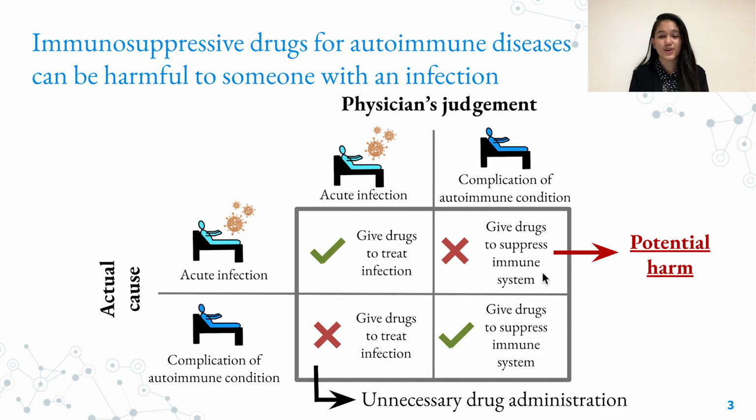Immunosuppressive drugs that are used to treat autoimmune diseases can be harmful to someone with an infectious disease because their immune system would not be able to fight off the infection. So, an accurate diagnosis is critical to patient survival.